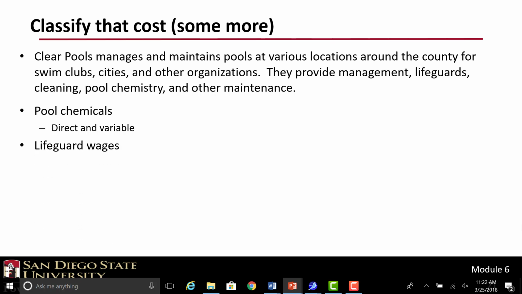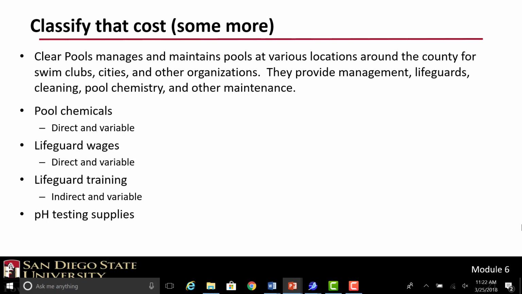So lifeguard wages, well, again, these are associated directly with the number of pools, and so that is a direct cost and a variable cost. Lifeguard training is not directly associated with the number of pools, so that's indirect, but it would vary with the number of lifeguards, right? So if you need more lifeguards, then clearly you're going to have more training costs. pH testing supplies. This is a little bit like pool chemicals, and so as a result, I view that as direct and variable.